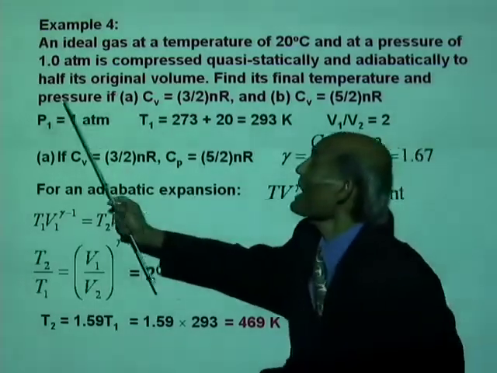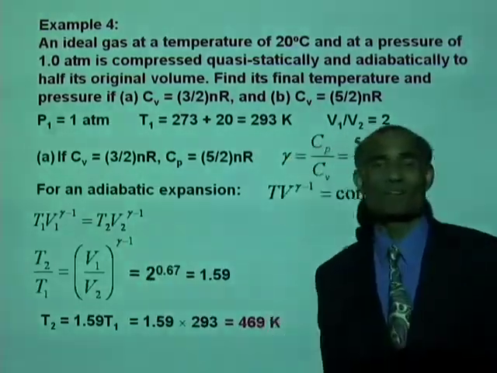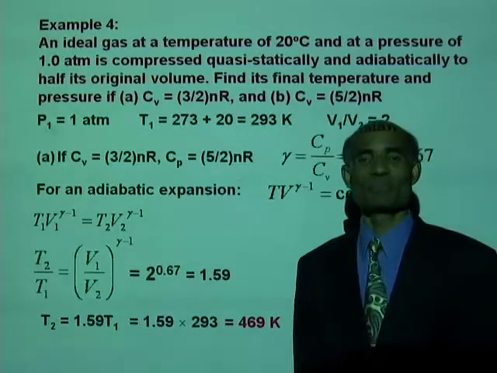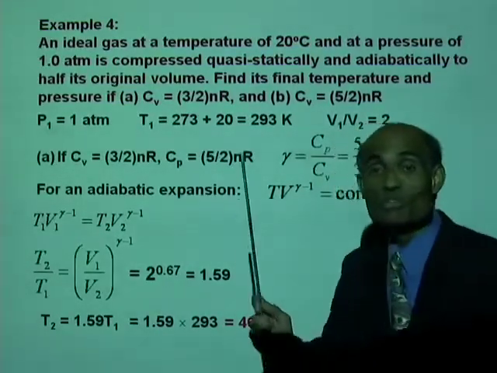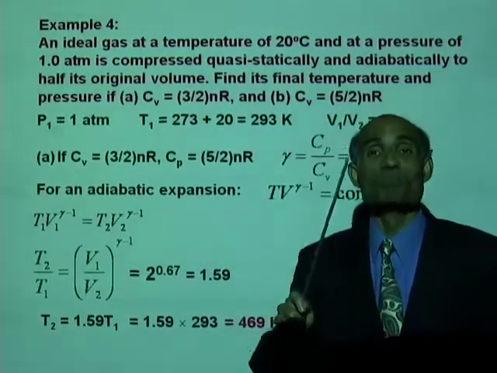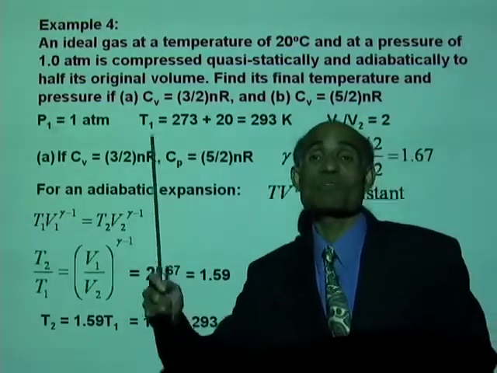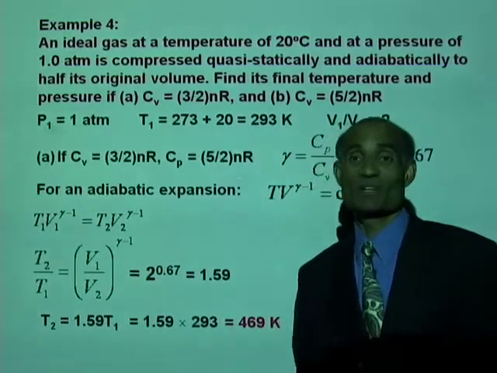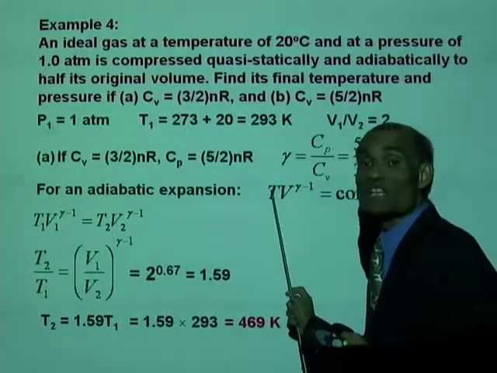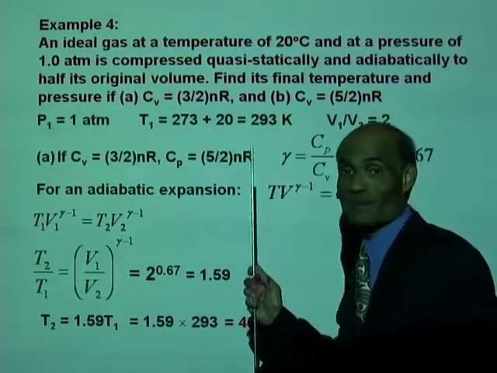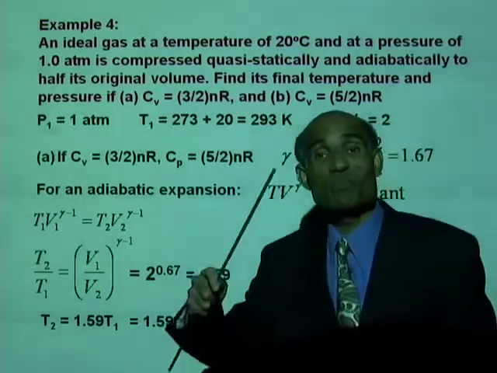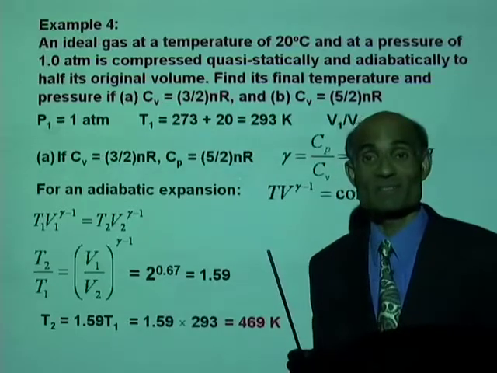Now, we want to find the final pressure. What will we do? Well, to find the final pressure, we use the other equation. PV to the power of gamma is a constant. Now, don't confuse between here. TV to the gamma minus 1 is a constant. PV to the power of gamma is a constant.